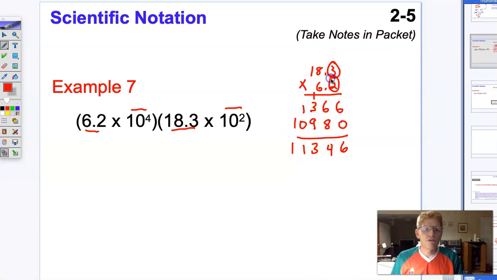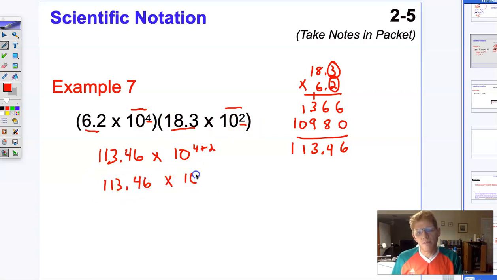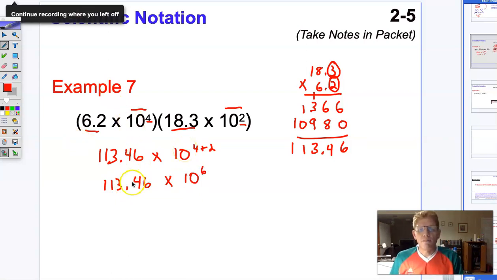So we have two numbers to the right of the decimal point. That means we'll put our decimal here, 113.46. And then we have to deal with our exponents. Well, that's going to be times 10 to the 4 plus 2, which is going to give us 113.46 times 10 to the 6th. But we're not done. Why not? Well, because we're not in proper scientific notation.